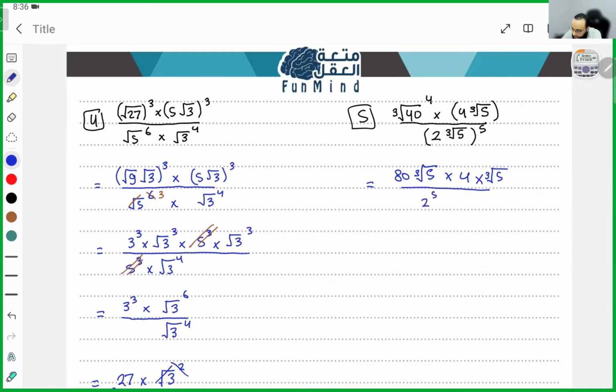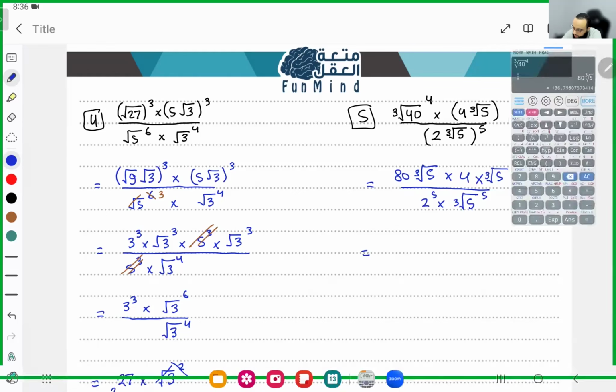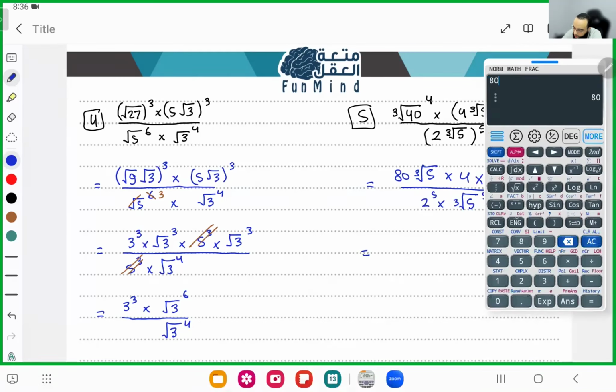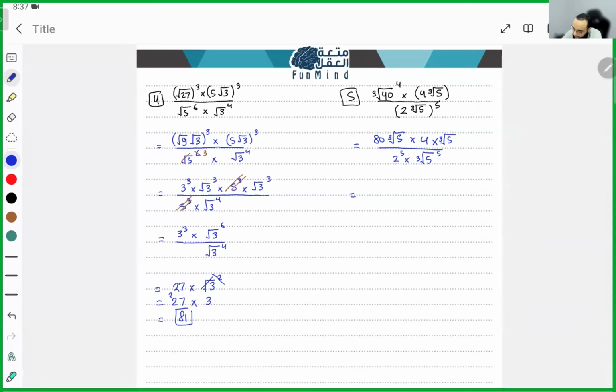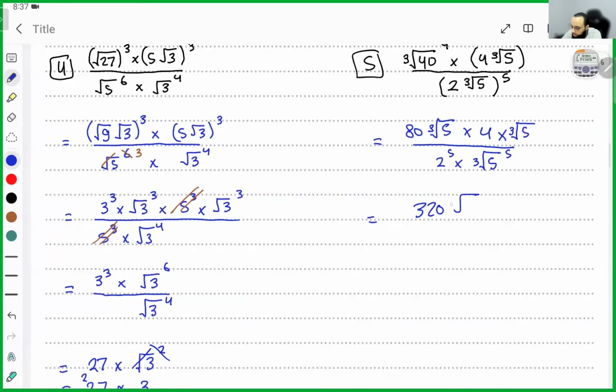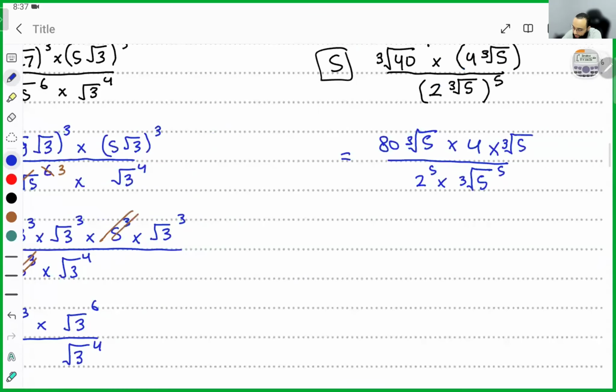2 power of 5 times cubic root 5 power of 5. Write this on the calculator for an example, like the numerator, which is 80. Shift square root 5 times 4 times what? Shift square root 5. It's going to be 320 cubic root 25. But cubic root in my calculator, it doesn't work. It only gives a decimal, so we have to do it by our mind. That's a problem.